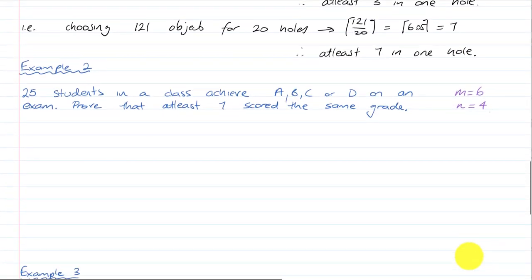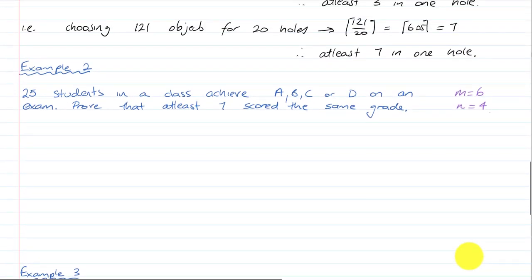So let's have a look at a couple more examples. Example 2: 25 students in a class achieve A, B, C or D on an exam. Prove that at least 7 scored the same grade.